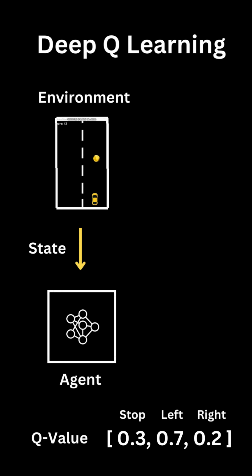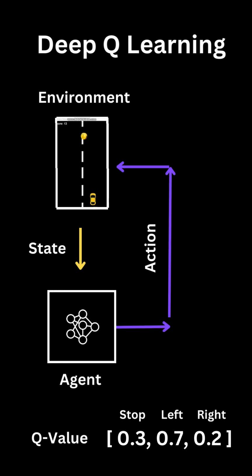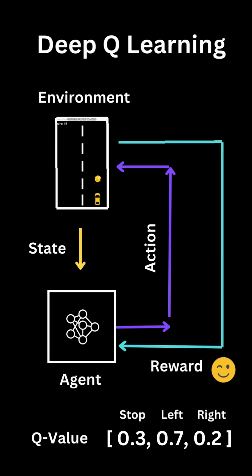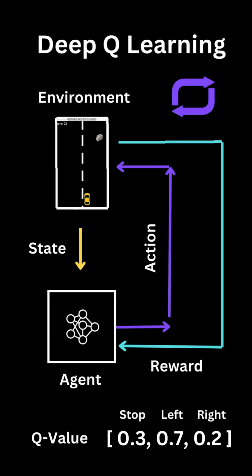Based on these Q values, an action is taken on the environment. If the action is good enough, a positive reward is given to the agent, or else a negative one. This works in an iterative setup where the agent continuously learns from the environment.